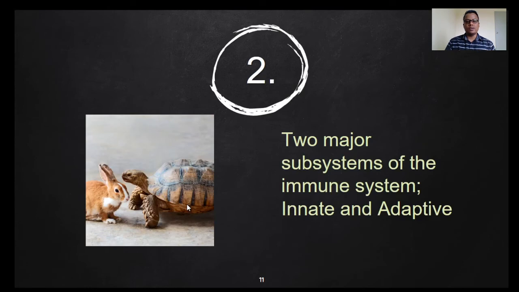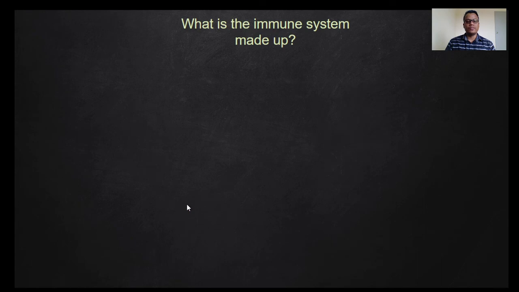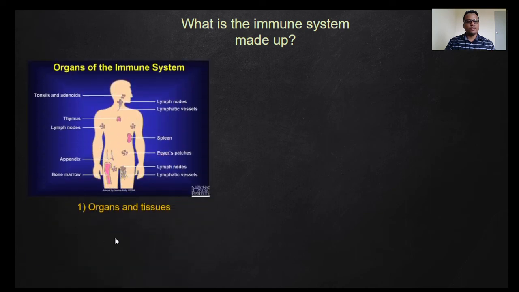There are two major subsystems of the immune system. Here we have the innate and also the adaptive immune system or response. First, we have a look at the components of the immune system. What is the immune system made up of? The first main component is the organs of the immune system.